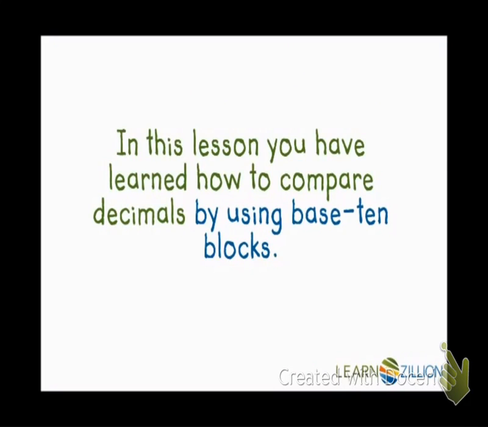In this lesson, you have learned how to compare decimals by using base 10 blocks.